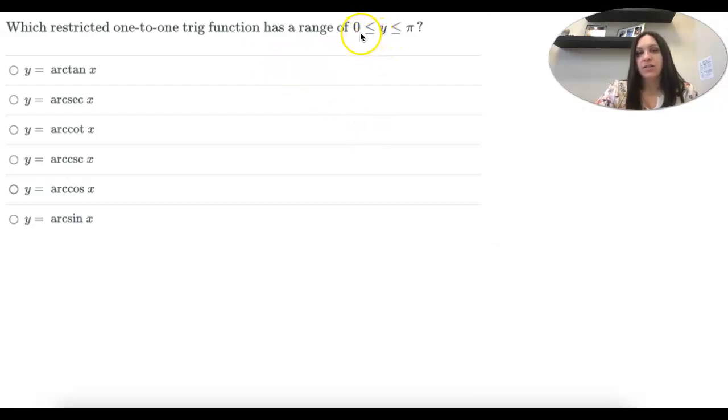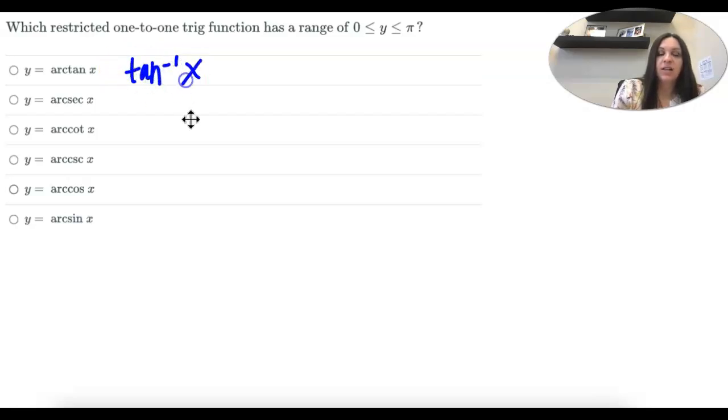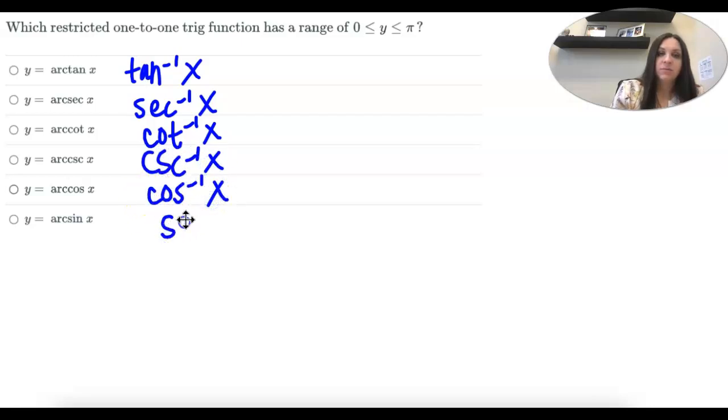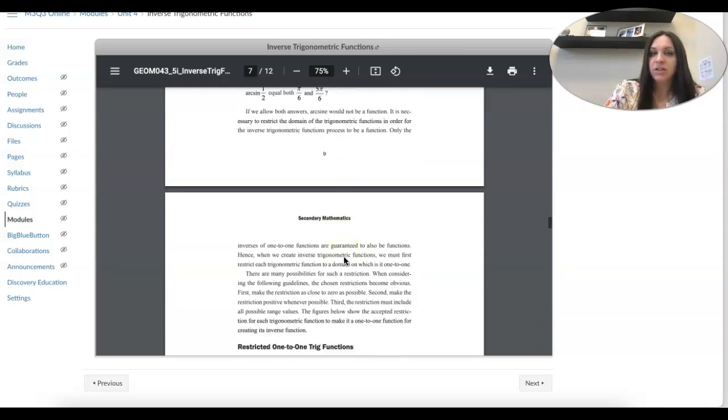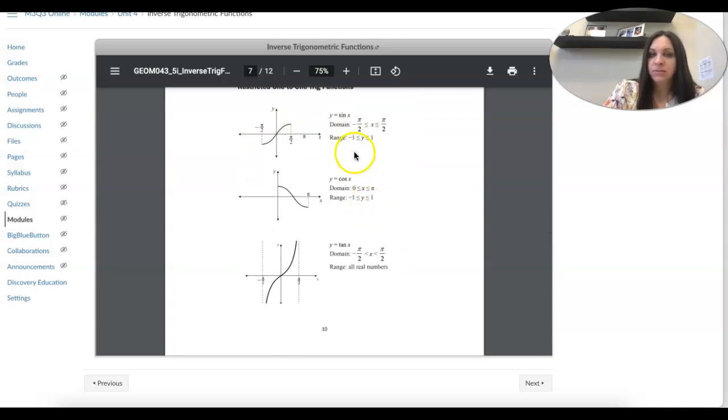Alright, so which trig function has a range of 0 to pi? And at this point, you just need to go look at your notes. So we're looking at arctangent. So remember, arc means inverse. It's the same as saying it like that. These are exactly the same. Inverse secant, inverse cotangent, inverse cosecant, inverse cosine, inverse sine. You can say arc or inverse, either way, but those mean the same thing. So we want to know which inverse function has a range from 0 to pi. And again, if you go look in your notes, those are all in here. Here's our regular functions, our inverse ones. I'm looking at range, 0 to pi.